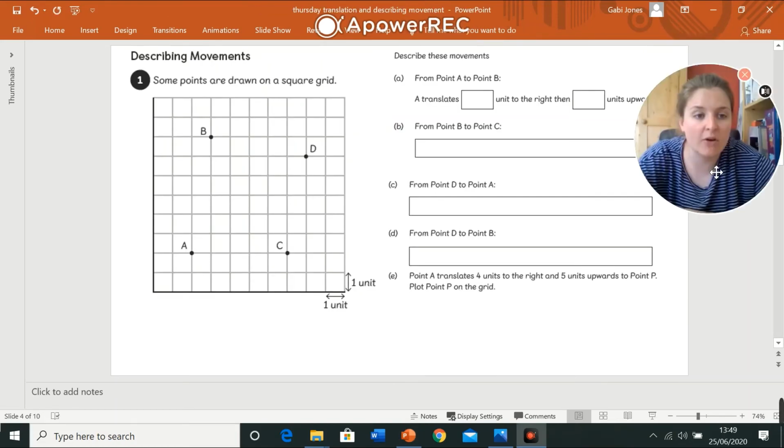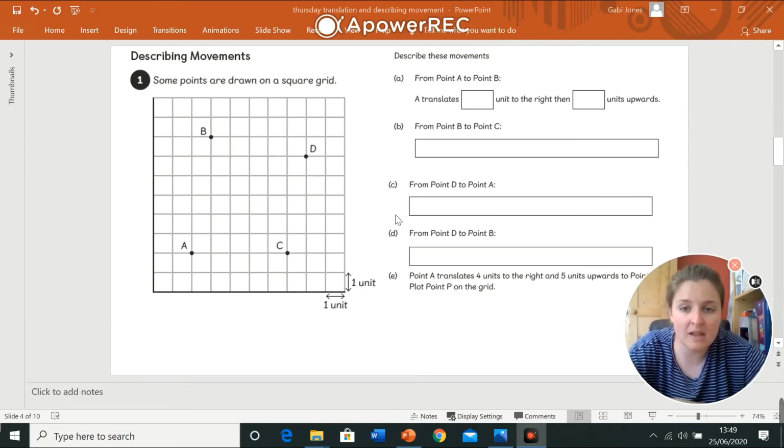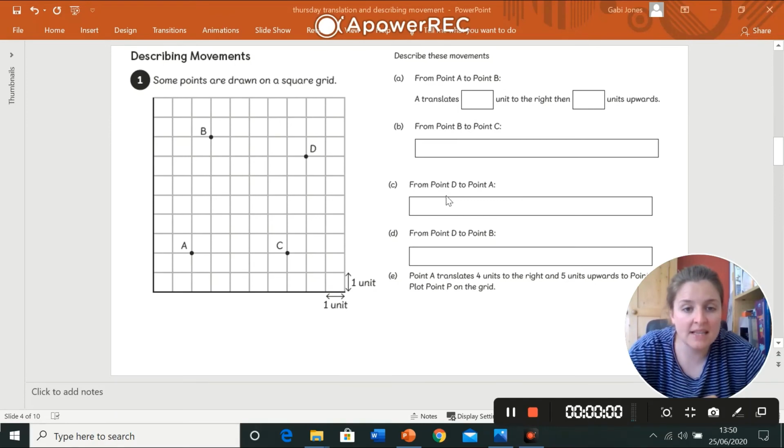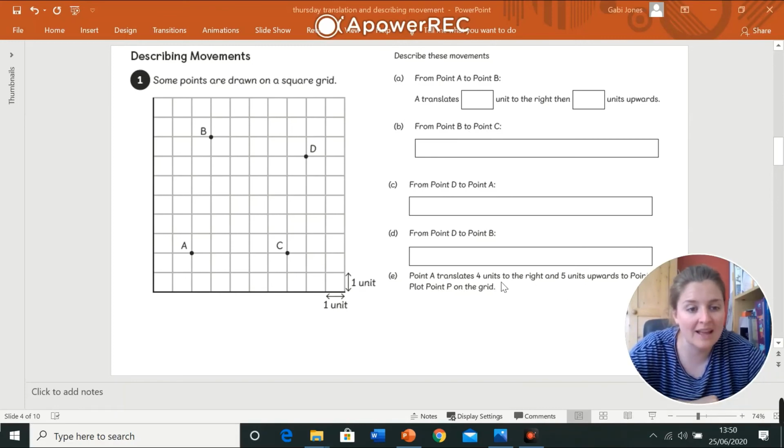Here is some for you to have a go at yourself now. They want you to describe the movement, describe the translation from point A, from here, to point B. A translation of blank units to the right. How much do you have to move to the right? And then units upwards. How far do you have to go up? From point B to C, D to A, D to B, and point A translates, it's giving you instructions, so it wants you now to move A. All right, have a go.